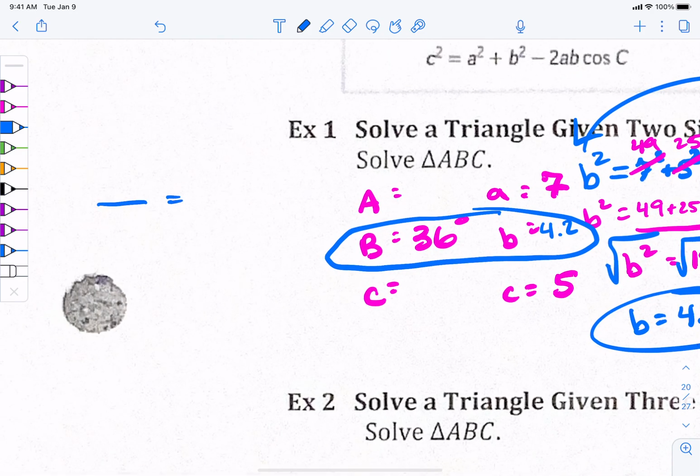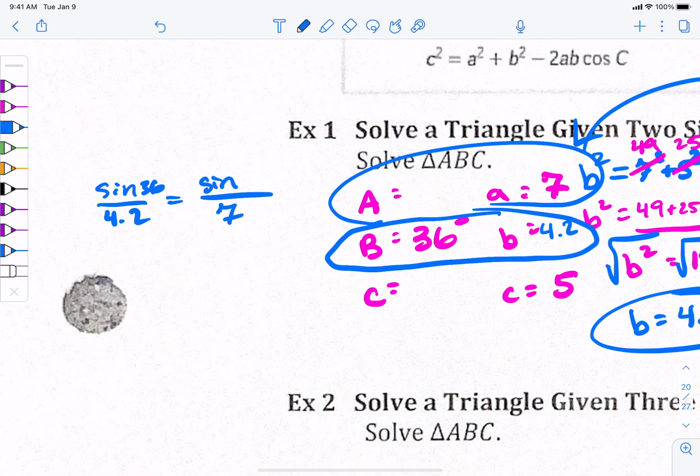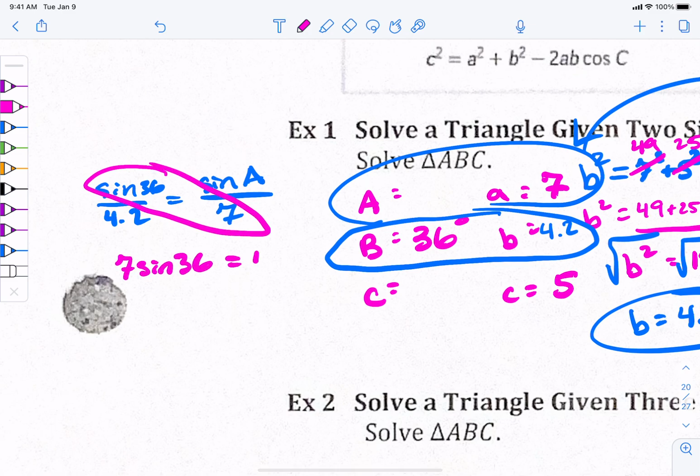Now I can do the law of sines. Sine something over something, sine something over something, okay? I'm going to start with sine 36 over 4.2. And then which one are you going to solve for? The A or the C? A. Okay, so we're going to put 7 on the bottom here, and we're going to do sine of A. So what I know is on the left, and then the A that I'm trying to solve for on the right. Now I'm going to cross multiply, so I'm going to do 7 times sine of 36 equals 4.2 times sine of A.